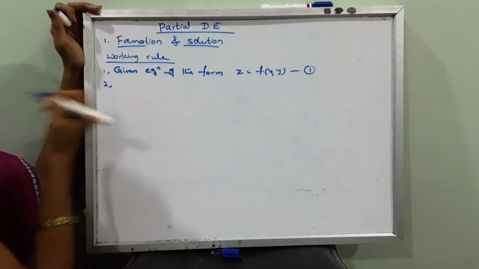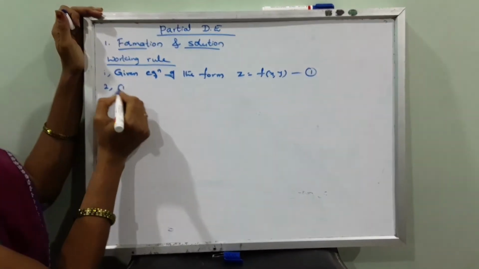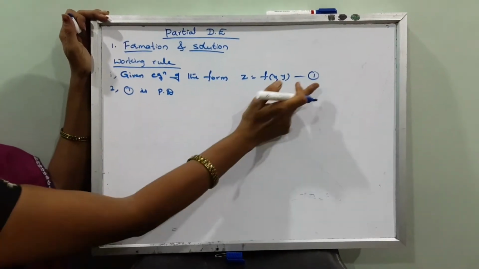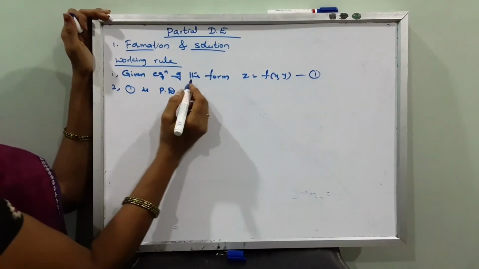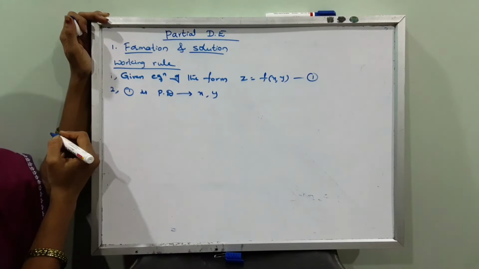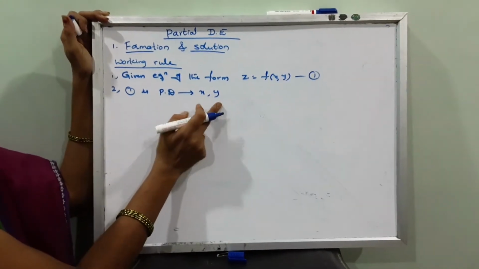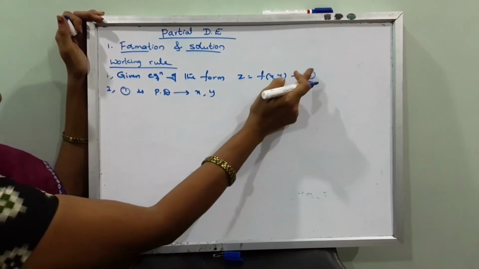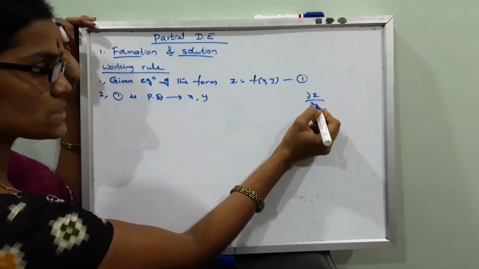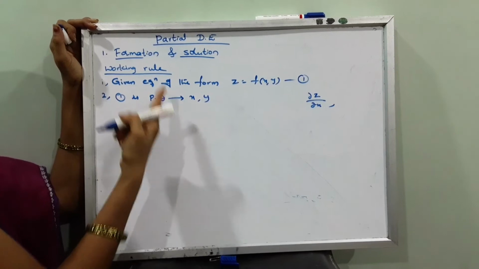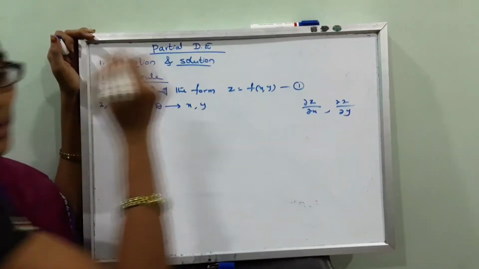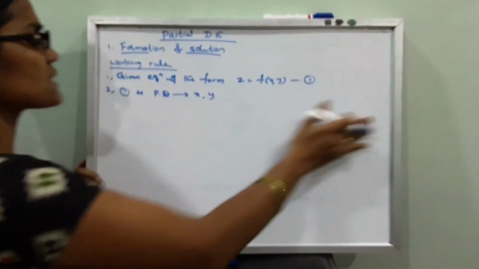Next, step 2: partially differentiate equation 1 with respect to x and y. Differentiating with respect to x means we have to find dou z by dou x, and differentiating with respect to y means we have to find dou z by dou y. This is the second step.